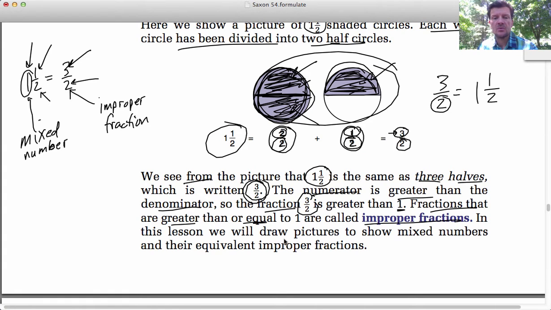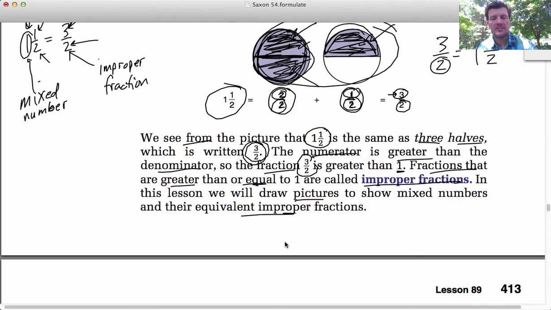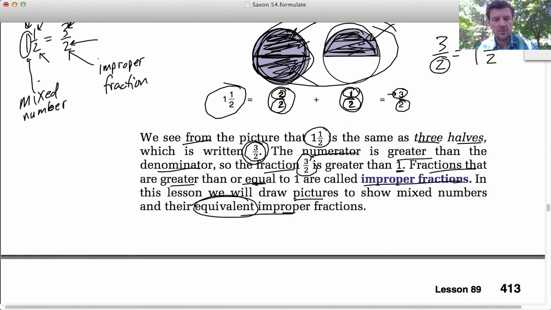And in this lesson, we will draw pictures to show mixed numbers and their equivalent improper fractions. Notice it says equivalent. That's important. The mixed number and the improper fraction have the same value. They're just written in a different form.